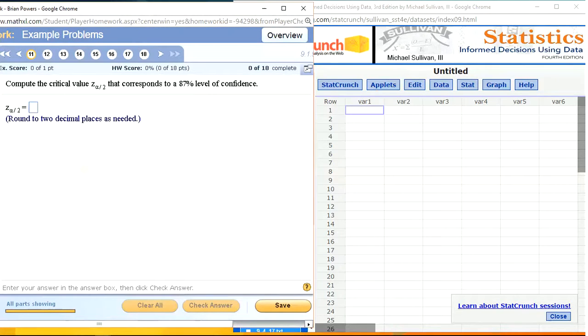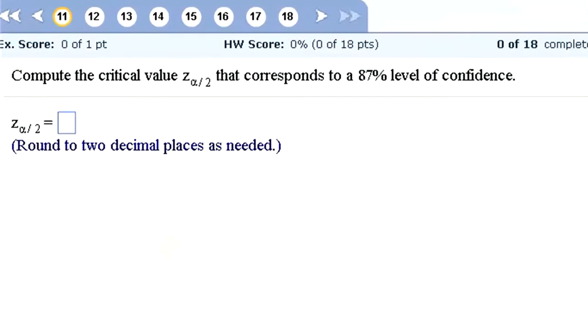Hi, it's Brian again. Today we're going to look at confidence intervals in StatCrunch. First we're going to go back to that normal calculator and look at the first task that you're often asked for, which is finding critical z-values.